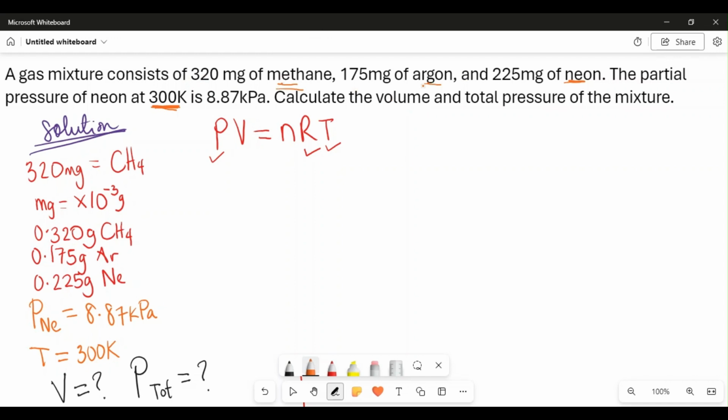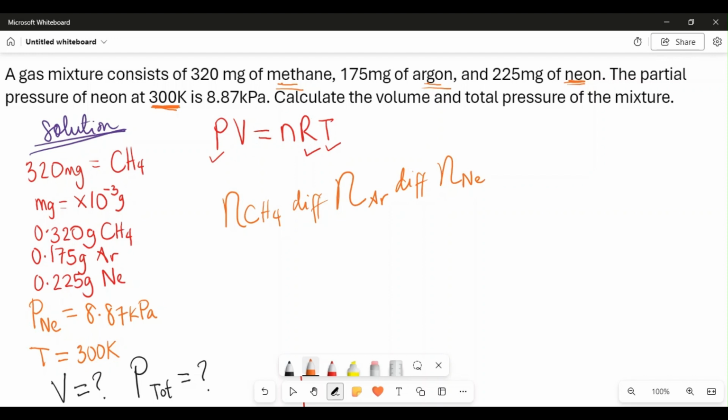We have methane, argon, and neon. The number of moles of methane, n of CH4, is going to be different from the number of moles of argon in the mixture, and the number of moles of neon would be different. So it's not only the pressure that is affected, the number of moles is also going to be affected. Meaning the volume, the gas constant, and the temperature are the only things that would be consistent regardless of the mixture. They're going to be the same.